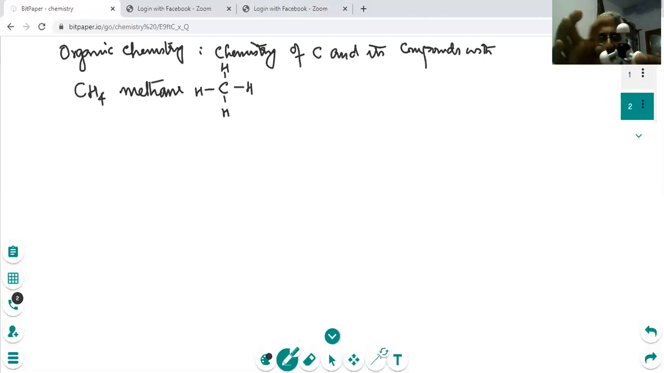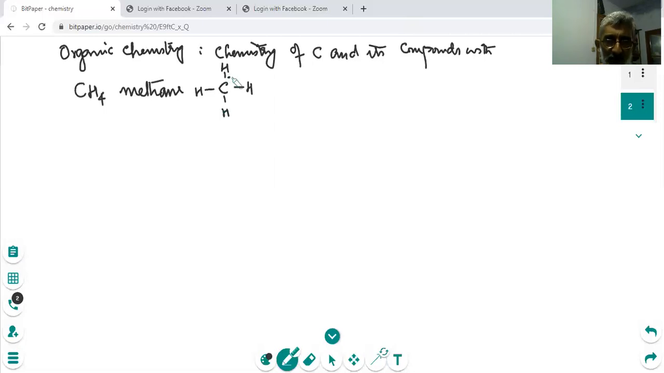These white half spheres, you can say they are hydrogen atoms. The black one is a carbon atom. Now see, this is a three-dimensional figure, and you know what a bond angle is. The real bond angle is 109 degrees, you know that.